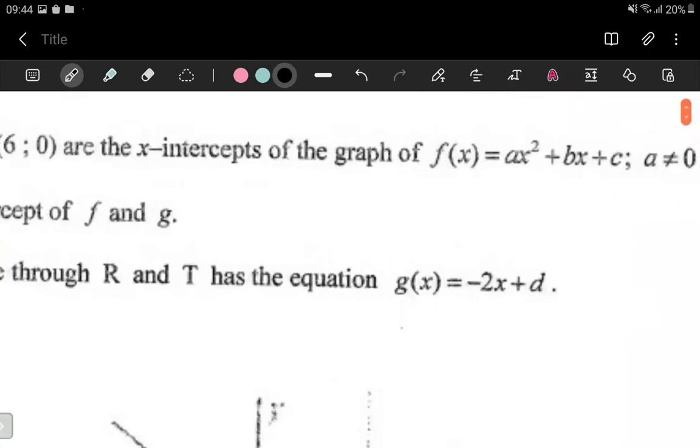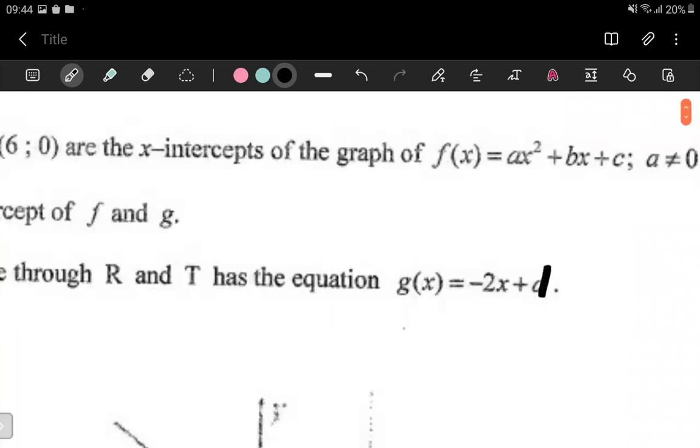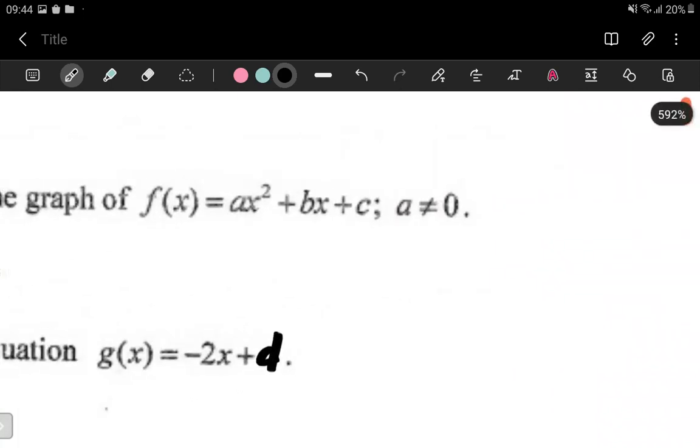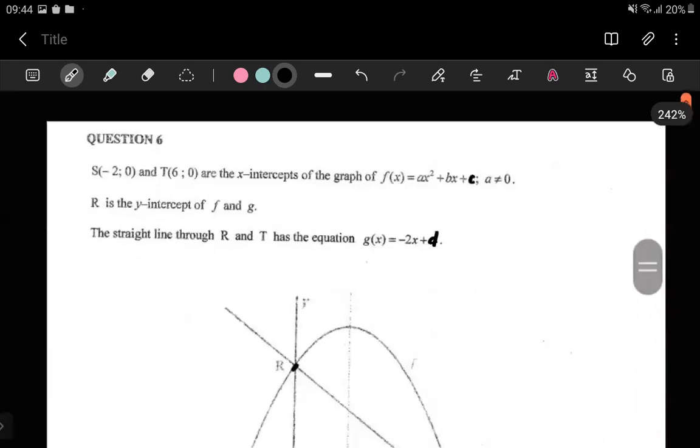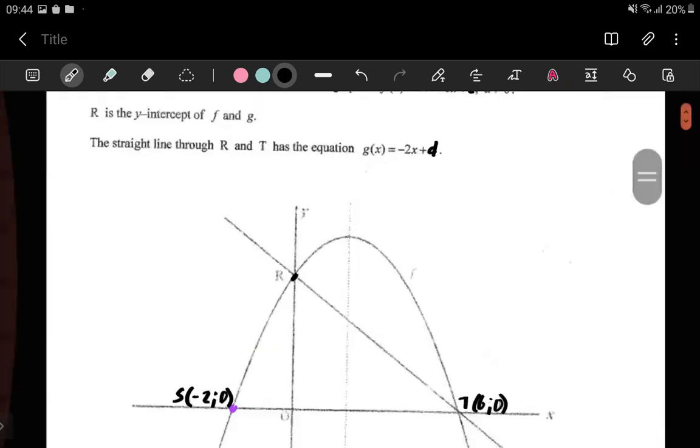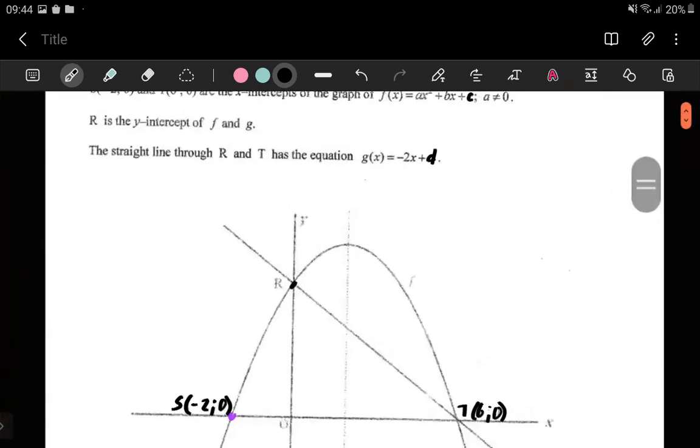So what we know is whatever D is, it's the same as C. So then they say here the straight line R and T has the equation g equal to something, something, something. So, the straight line through R and T. They are trying to emphasize two points that the graph passes through.